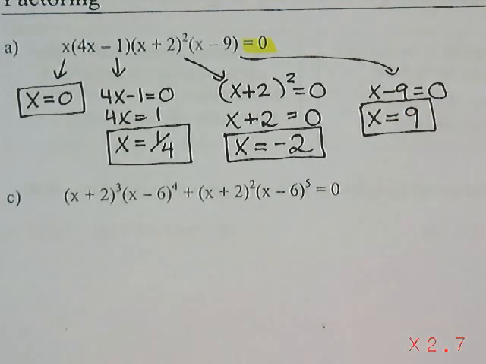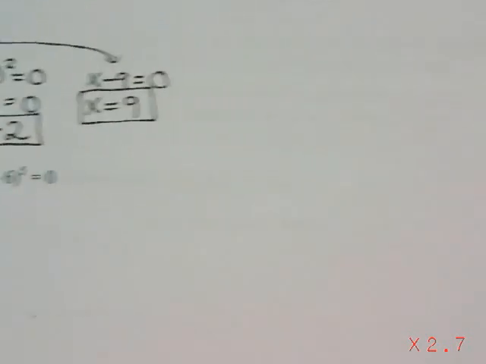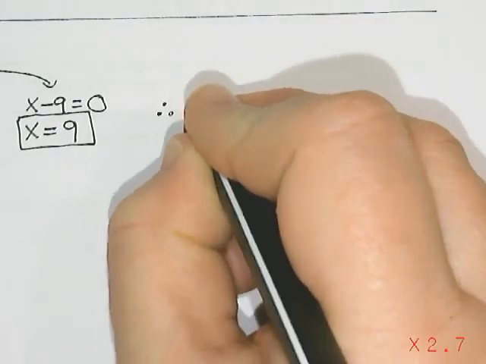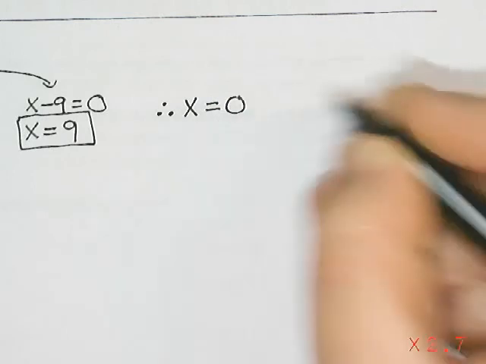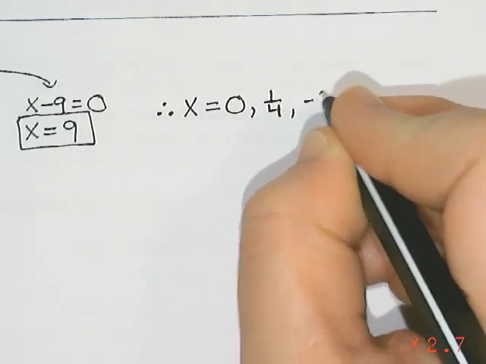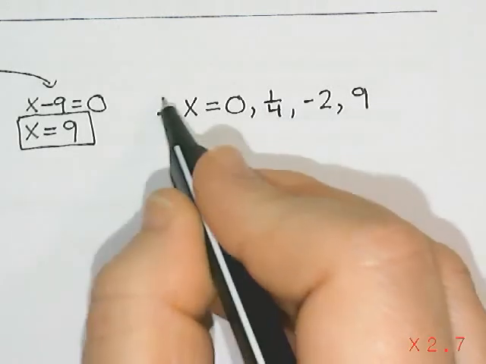So there are 4 different values that will make my equation equal 0: 0, 1/4, -2, and 9. It is always a good idea when you have multiple answers to write a quick little therefore at the end. So therefore x equals 0. You can even do it like this. You can say 0, 1/4, -2, and 9.